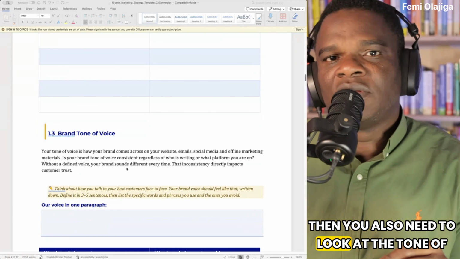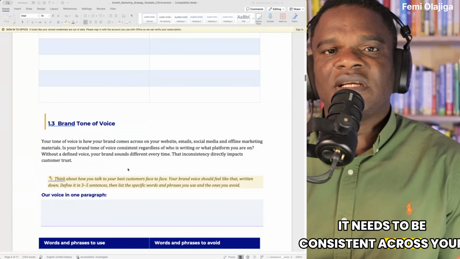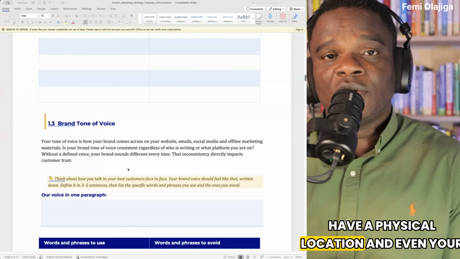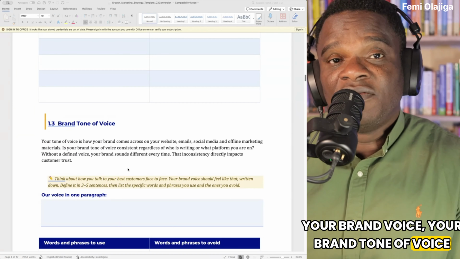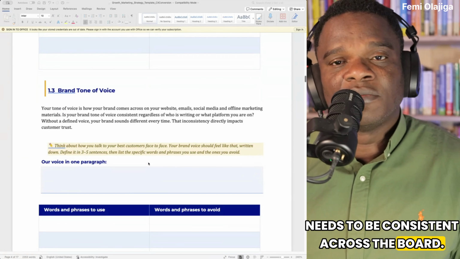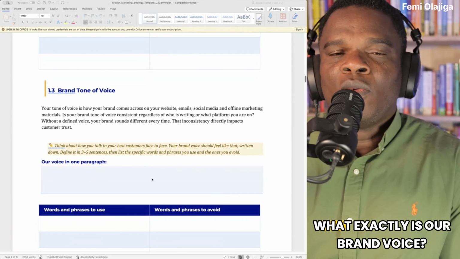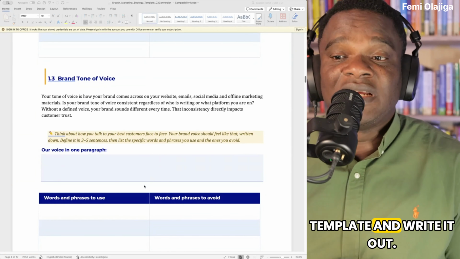Then you also need to look at the tone of voice that you use for your brand. It needs to be consistent across your website, your social media, even if you have a physical location, and even your sales team. Your brand tone of voice needs to be consistent across the board. And how do you know what your brand voice is? Ask yourself the question, what exactly is our brand voice? And then go into this growth marketing template and write it out.